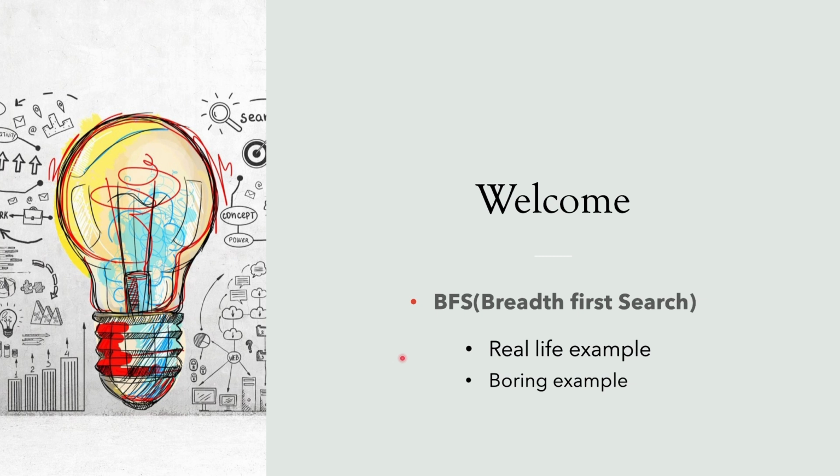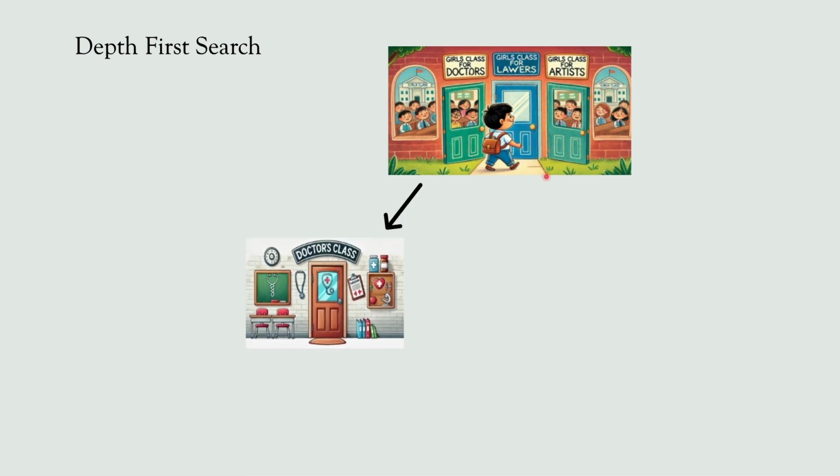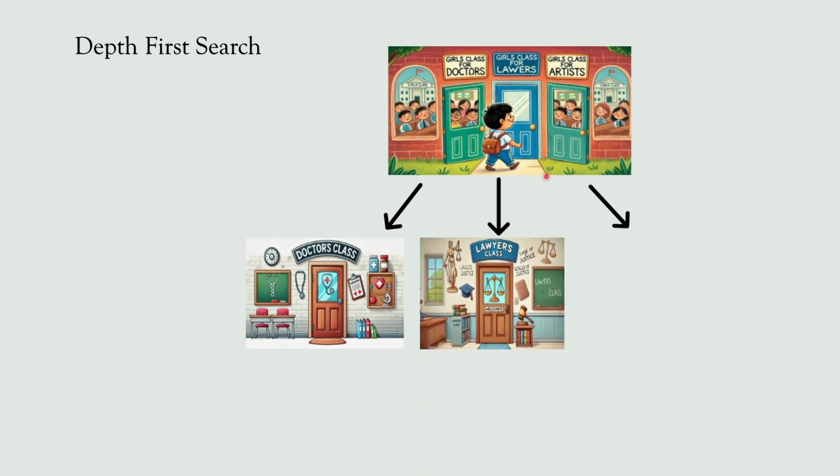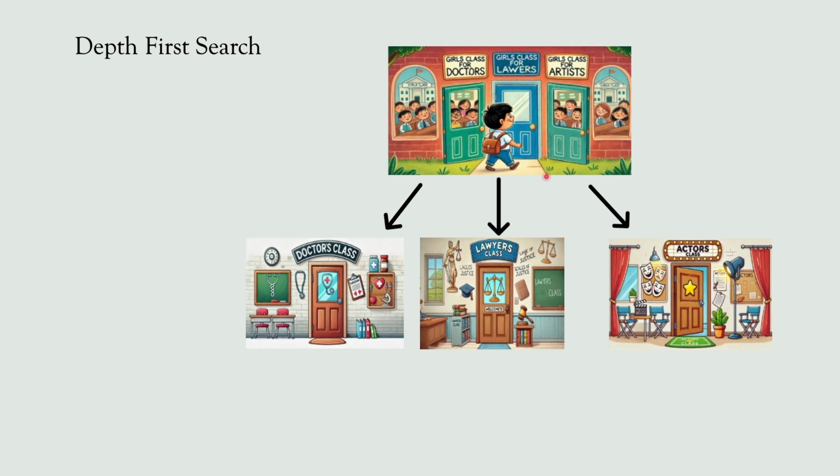For the next slide, we're gonna have a boring example. I'm sorry guys, but we have to. Let's start. Let's imagine this guy again. This guy is like the start node, and all the doors are the three available classes of girls he can ask. First one, we have the doctor class that you see in the door, and lawyers class, and the actor class. In the BFS we use FIFO, which is first in first out.